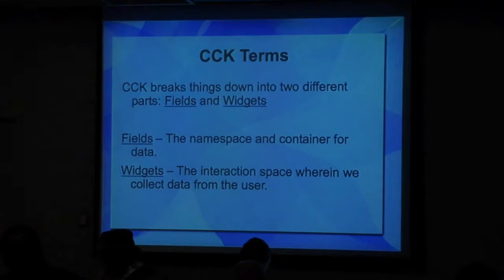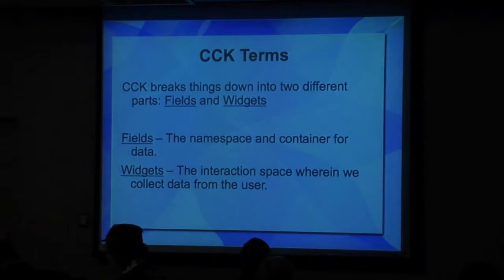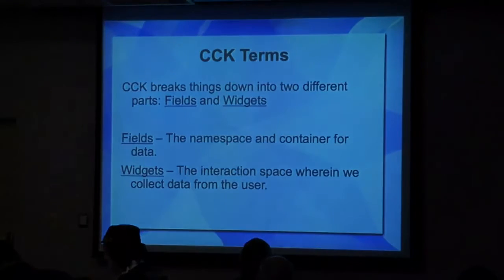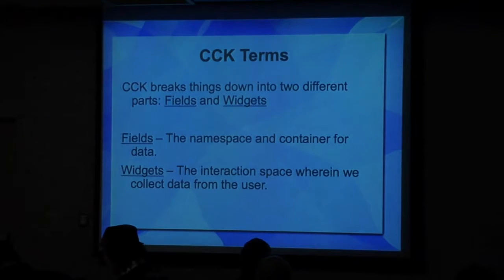So just to clarify some terms, CCK breaks things down basically into two main parts, the field and the widget. The field is basically a namespace and a container for this data. We are telling CCK and Drupal what our field is by name, and we're also describing how we're going to store this data. The widget is the interaction space. This is the front-facing area where we're actually going to get this data from a user.